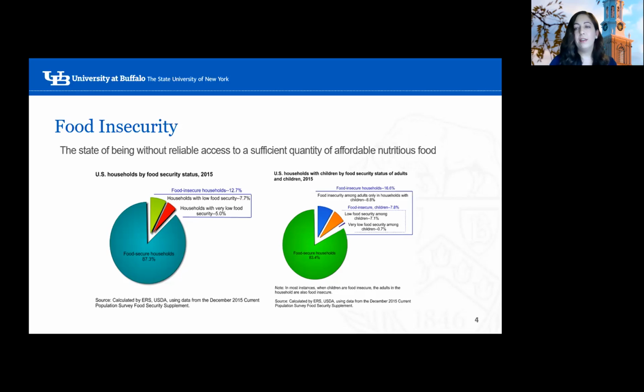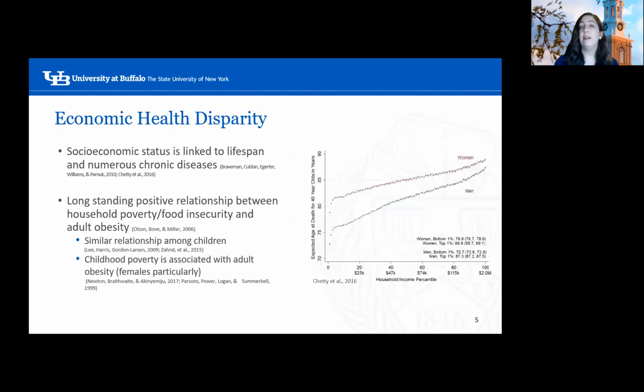In either case, food insecurity is a risk factor for numerous diseases, including obesity, protein energy malnutrition, and a host of others. So speaking of health, socioeconomic status is broadly linked to both lifespan and disease burden in the United States and all over the world. This has been the case for generations.